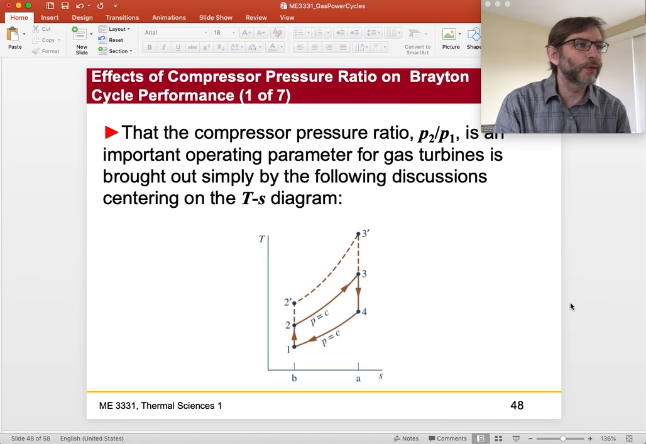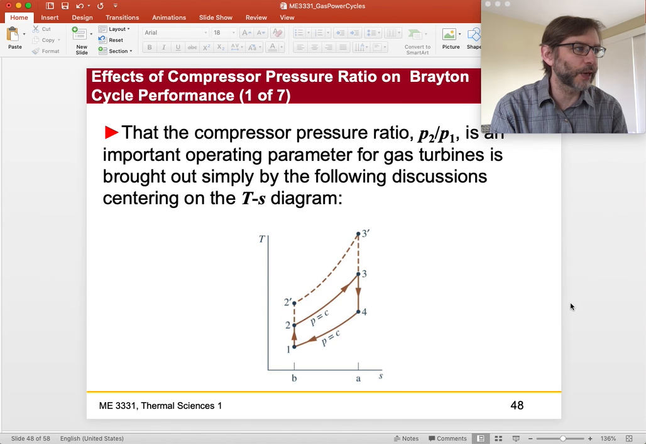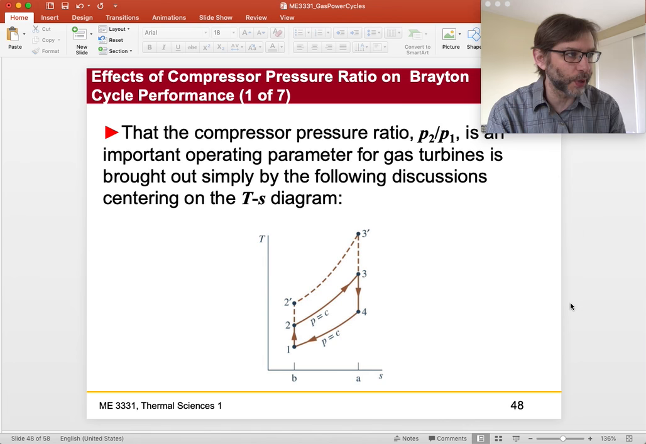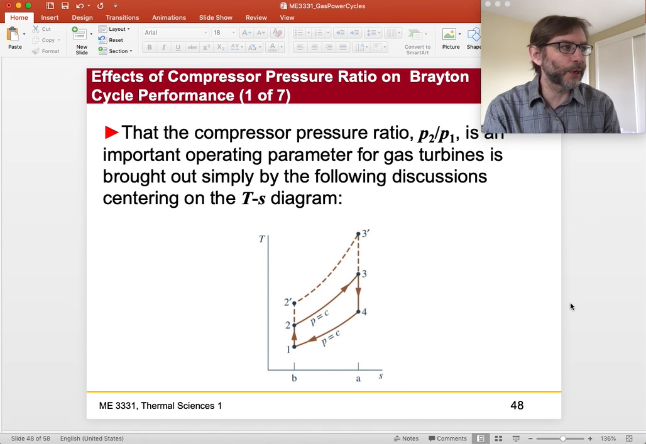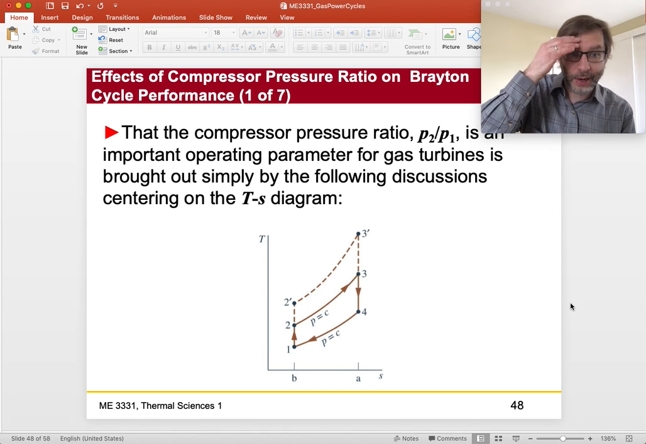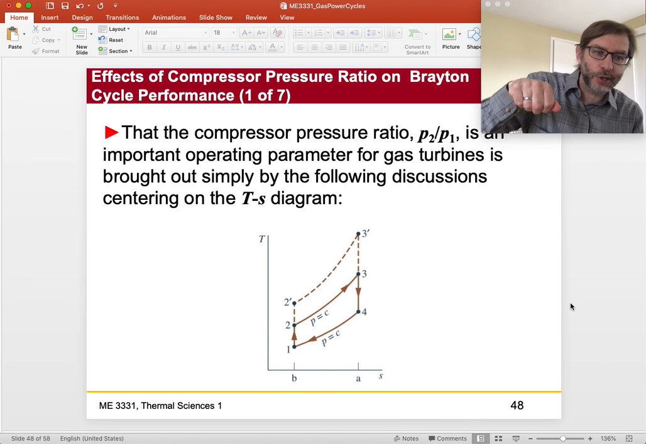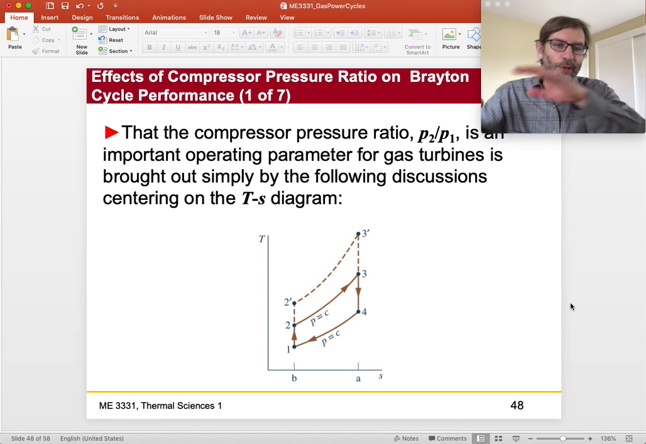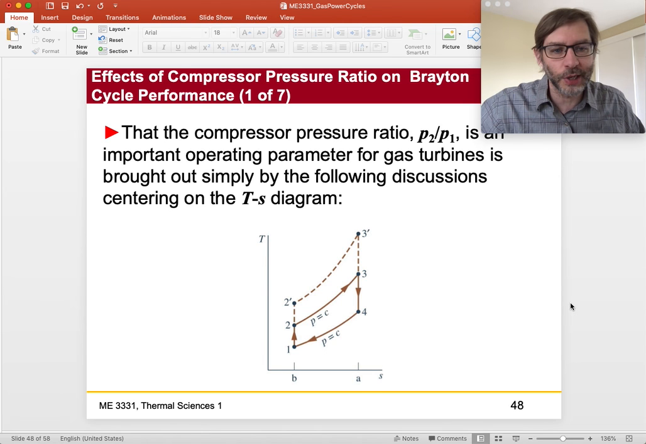Okay, the thing we want to talk a little bit about is the effect of the compressor pressure ratio, P2 over P1, on gas turbine performance. This is analogous to the discussion about compression ratio, V1 over V2, for the Otto cycle, right? The pressure ratio is something we can control. You can crank up the compressor to make more pressure, which then gets higher pressure in the combustor, and then you get more pressure in the turbine, and you can change the pressure ratio.